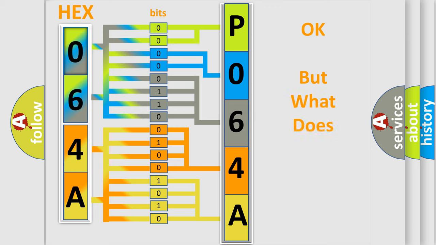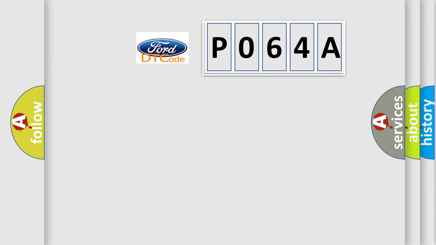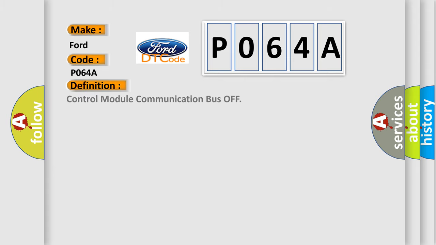The number itself does not make sense to us if we cannot assign information about what it actually expresses. So, what does the diagnostic trouble code P064A specifically mean for Infiniti vehicles? The basic definition is control module communication bus off. And now this is a short description of this DTC code.